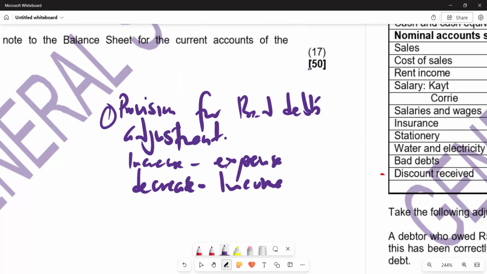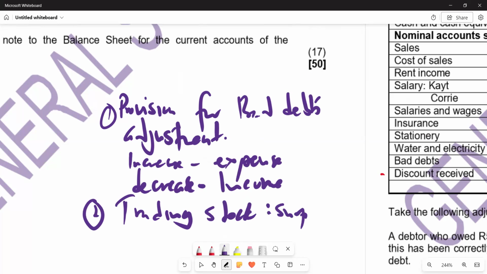So we would want to check in this question if we have got an increase or decrease before we leave the other income section. And also you should check for trading stock adjustment, which is trading stock. It can be trading stock surplus, or it can be trading stock deficit.